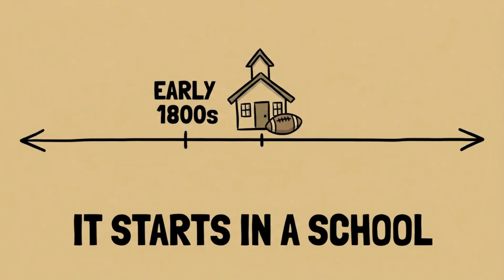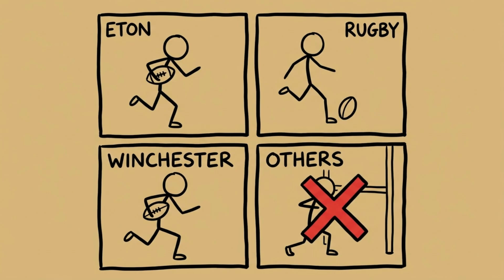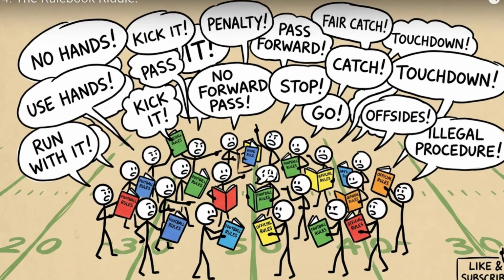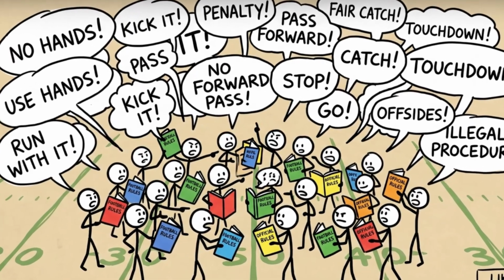To understand why the offside rule exists, you have to go back to where football came from, and it does not start on a pitch. It starts in a school. In the early 1800s, football in England was not one game. It was dozens of different games played at different schools, each with their own house rules.